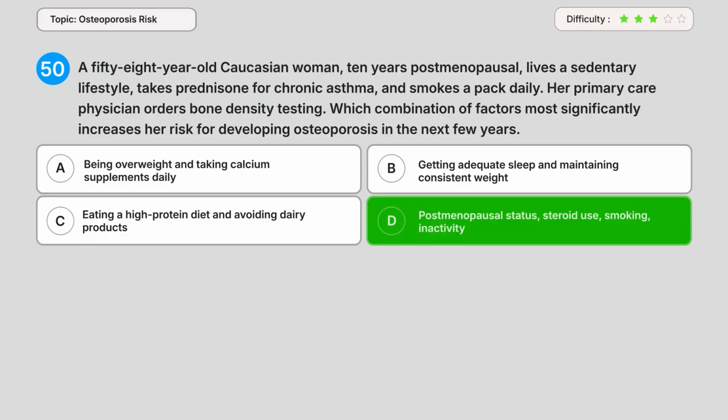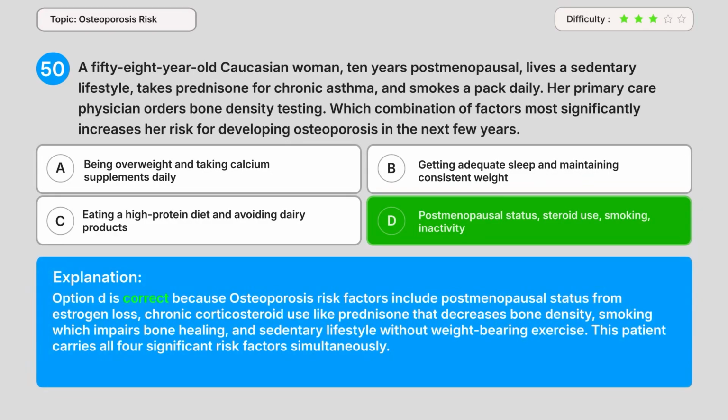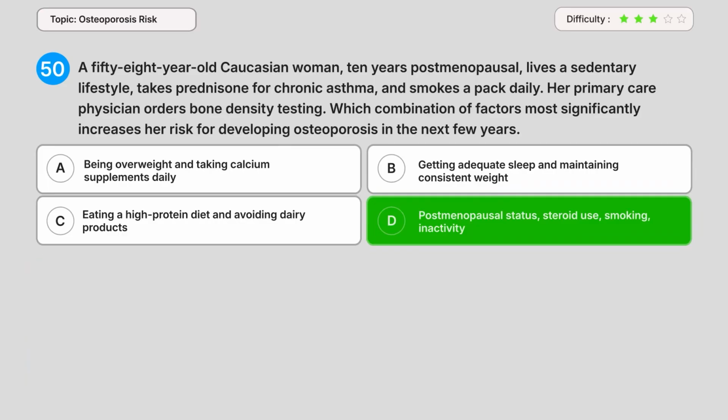Correct answer, D. Postmenopausal status, steroid use, smoking, inactivity. Osteoporosis risk factors include postmenopausal status from estrogen loss, chronic corticosteroid use like prednisone that decreases bone density, smoking which impairs bone healing, and sedentary lifestyle without weight-bearing exercise. This patient carries all 4 significant risk factors simultaneously.